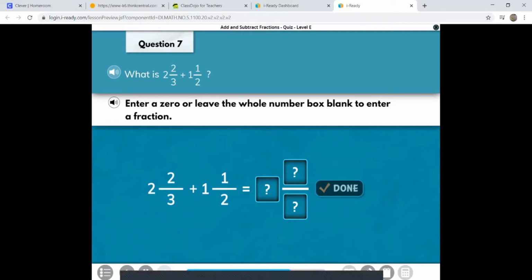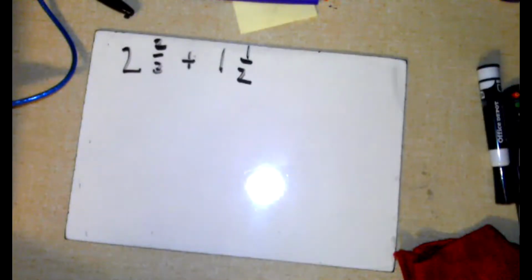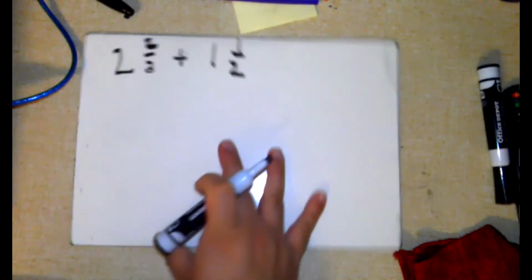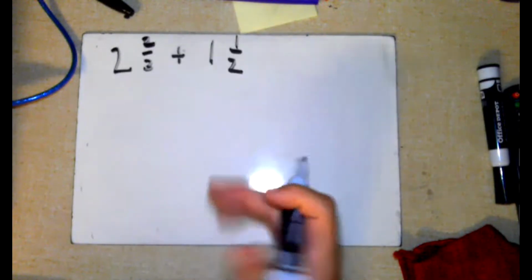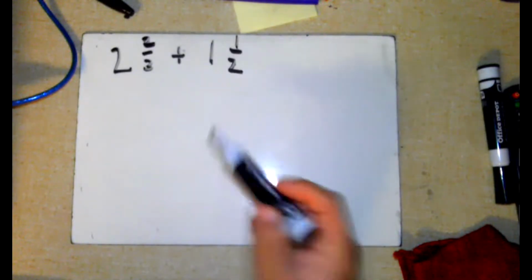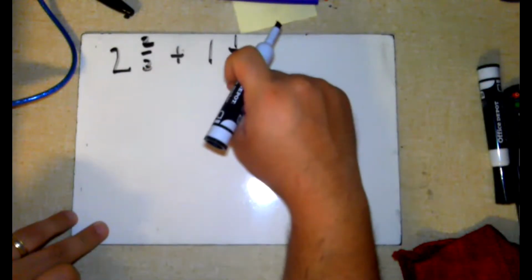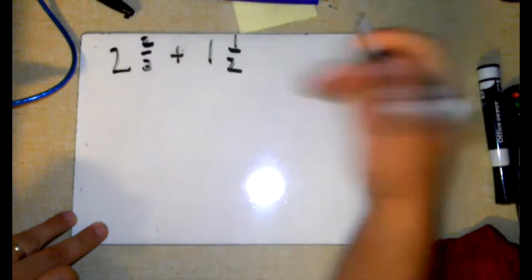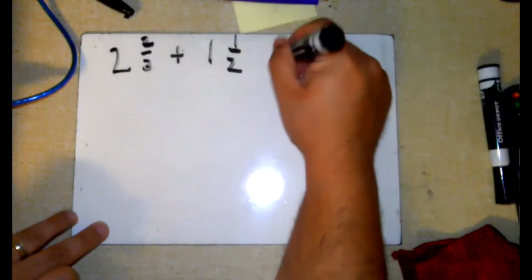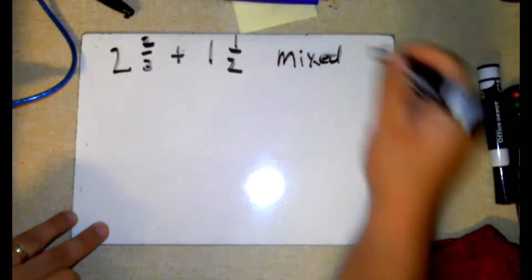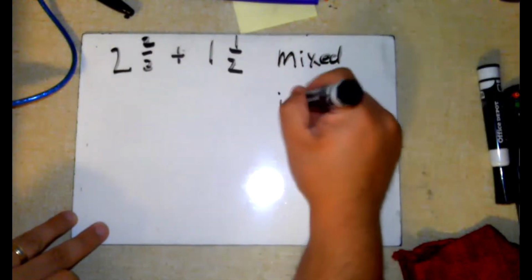Okay. So same concept, you gotta have like denominators. You can't add up thirds and halves. You gotta have a common denominator. So they're not alike, so we need to find a different denominator. But we still have that whole number. So first step when you have a mixed number is to convert it to improper.